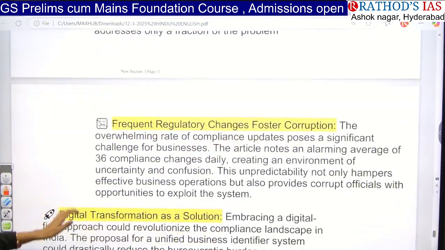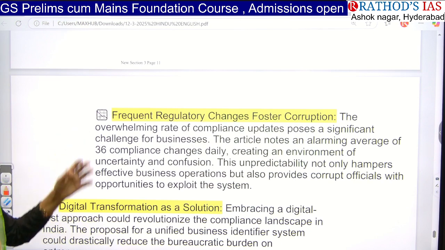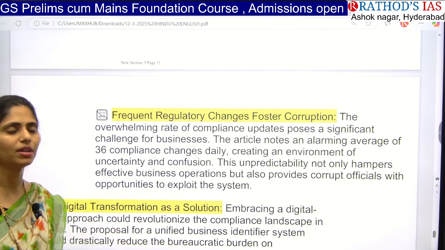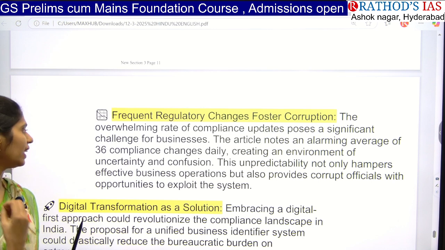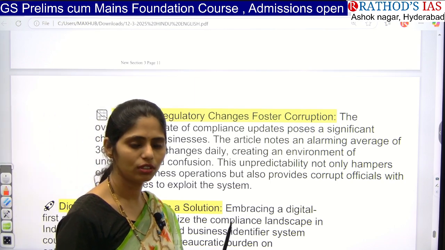So because of this, what happened? Wherever this corruption happens, whenever we are having more regulatory changes, whenever we are changing the process every time, that will lead to the creation of uncertainty and confusion. So whether we have to do this or whether we have to not do that.